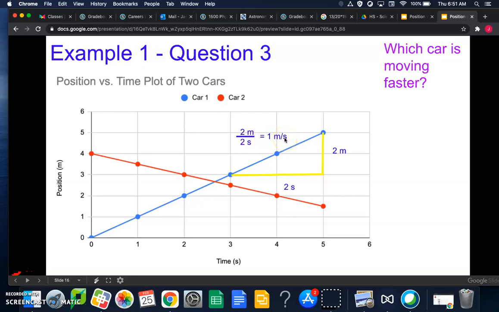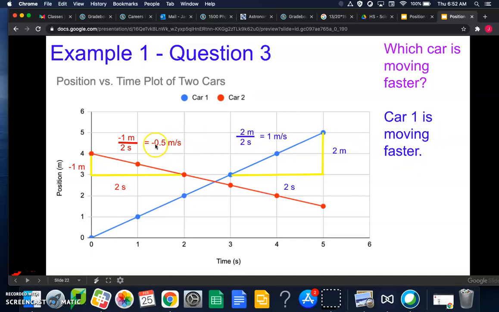All right, now we'll do the same thing for car 2. And do that over here. We can see that this goes down from 4 to 3. So this is going to be minus 1 meter. The run is going to be 2 seconds. Negative 1 meter over 2 seconds equals negative 0.5 meters per second. So which car is moving faster? Well, 1 is bigger than 0.5, so car 1 is moving faster.